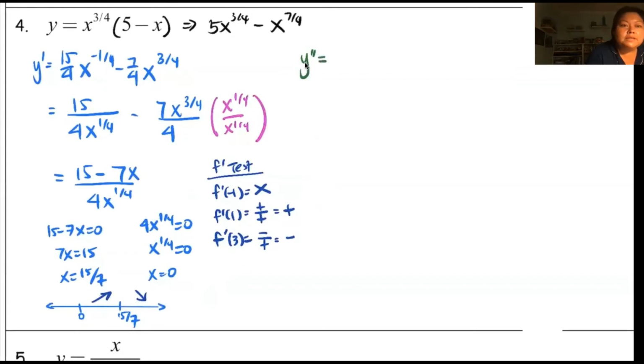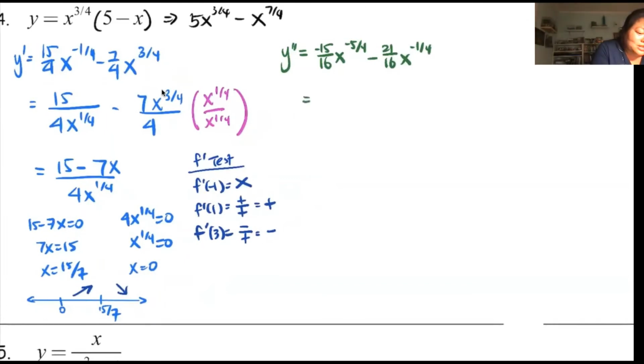Y double prime is now 15/4 times -1/4. So -15 over 16, x to the -5/4, minus 7/4 times 3/4. So 21 over 16, x to the -1/4. I know we're going to get a lot of fractions now. Get used to it. All right. So -15 over 16, x to the 5/4, minus 21 over 16, x to the 1/4.